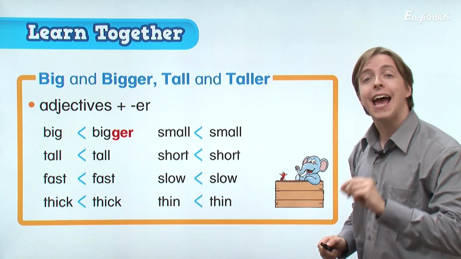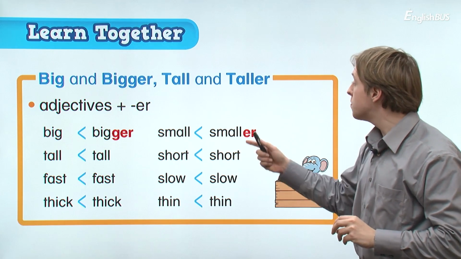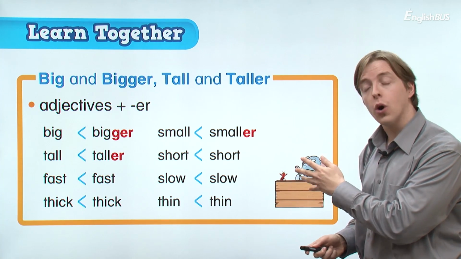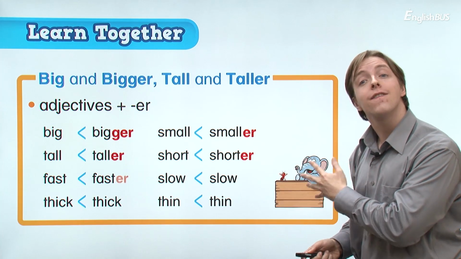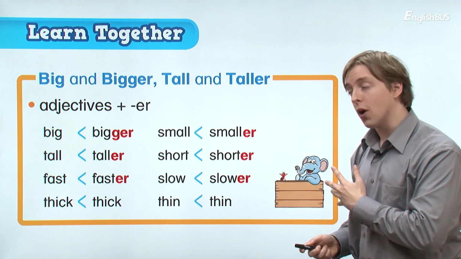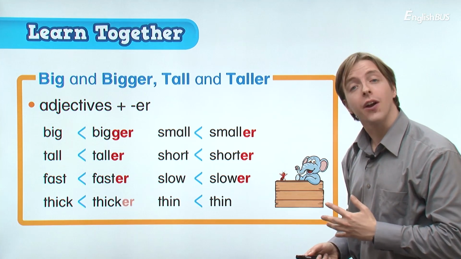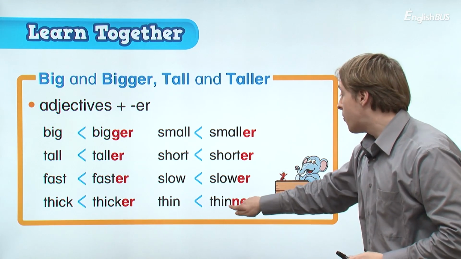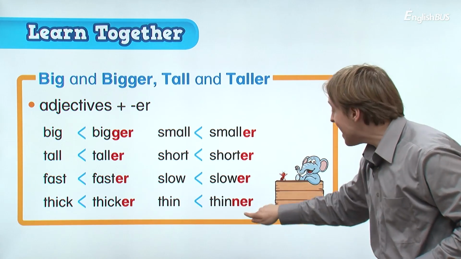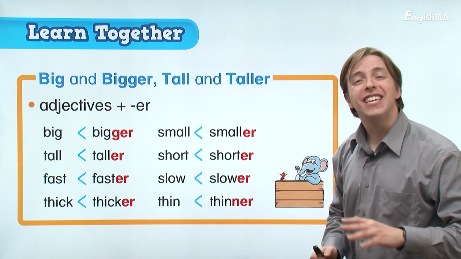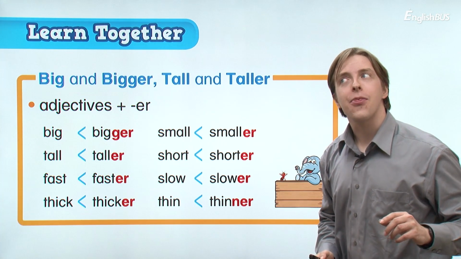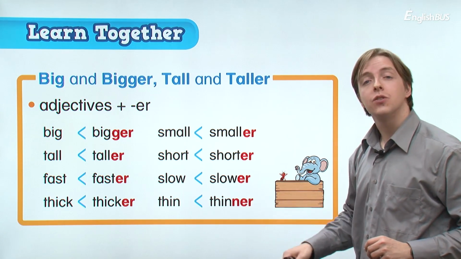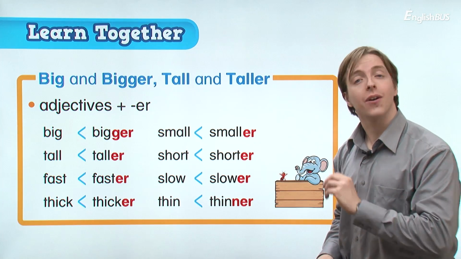Most of the time, we just add ER, like smaller. Small becomes smaller. Tall becomes taller. Short, shorter. Fast, faster. Slow, slower. Thick, thicker. And thin, thinner. Now you may notice thinner is just like bigger. We added another N, because if we didn't do that, it would sound like finer, and that's not right. So we add an extra N to make thin become thinner.